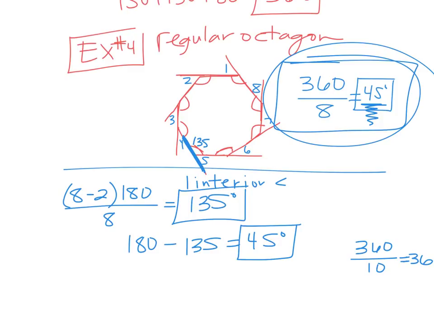Pay really close attention to, does it say it's a regular polygon? Because if it's regular, they're all the same. If it doesn't say regular, they don't all have to be the same. Okay? But yeah, there's a lot of little keywords that help you out with this stuff. Any other questions on that?